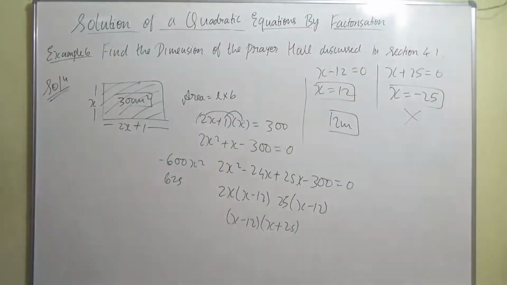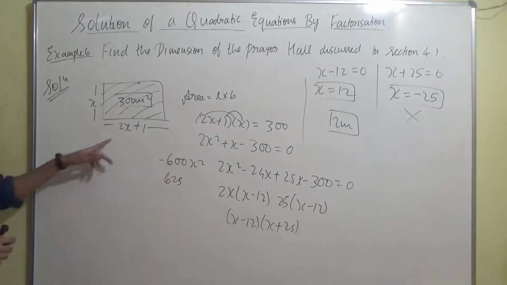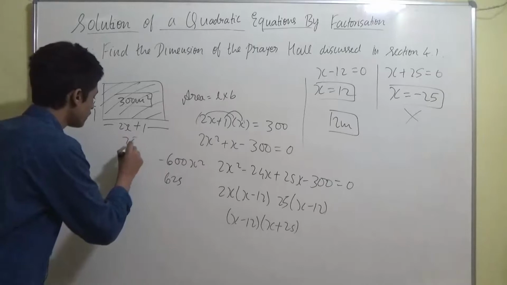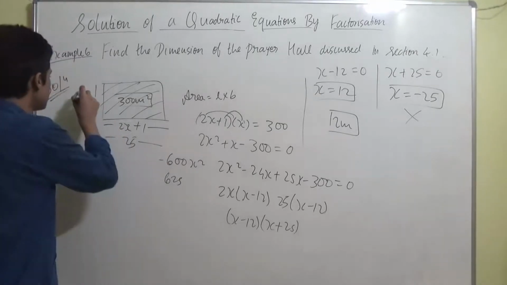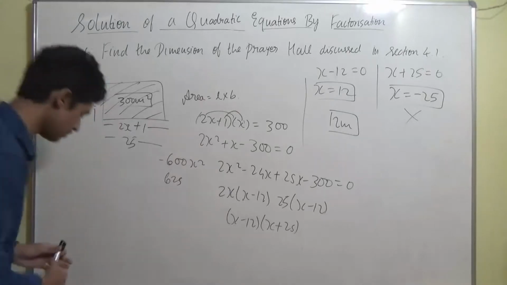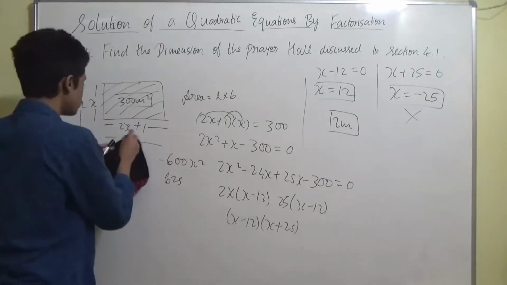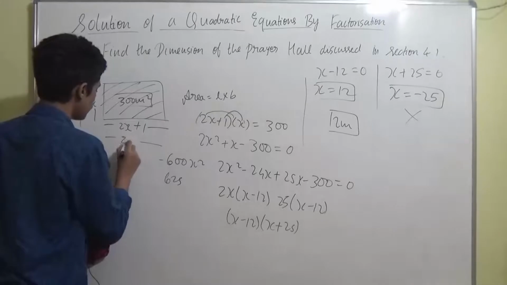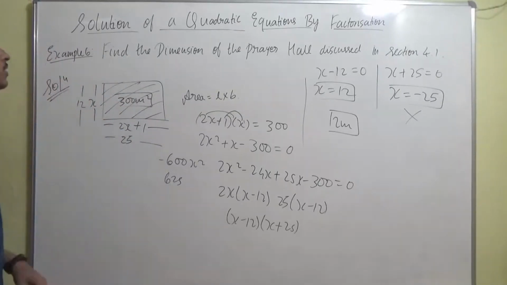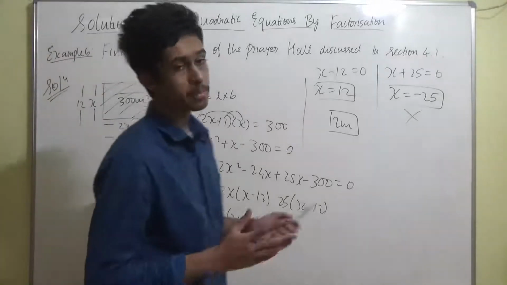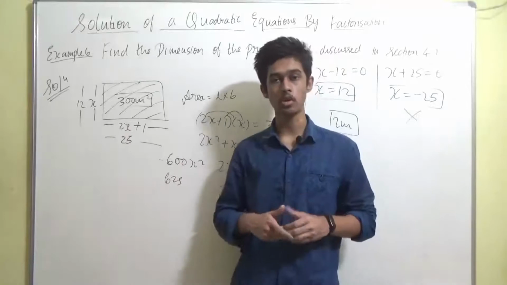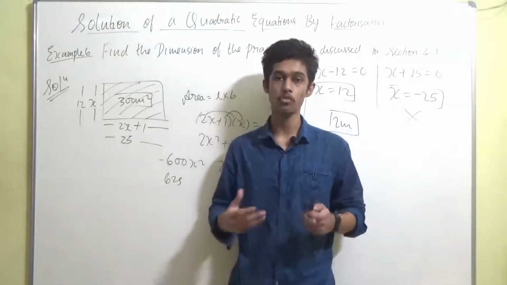So the breadth of the prayer hall is 12 and the length is 12 into 2 plus 1, that is 24 plus 1, 25. Getting it, guys? Finally we found the solution. Find the dimension. So we found the dimension. The length is 25 and the breadth is 12. As simple as that, right? That's it guys. We are done with example 6. This was the last example based upon this factorization concept before your exercise 4.2.